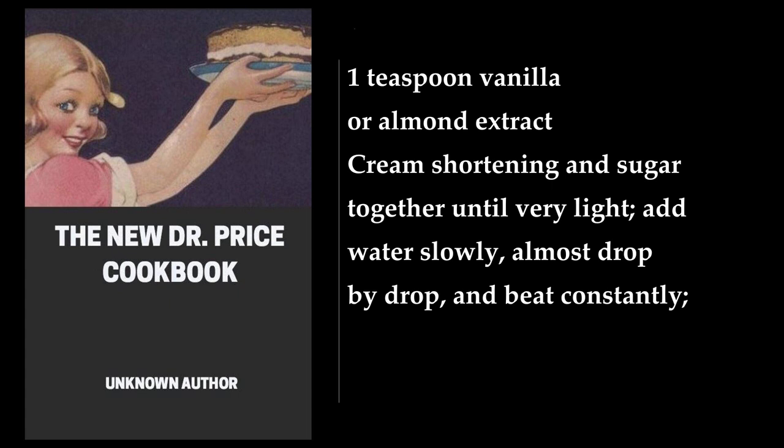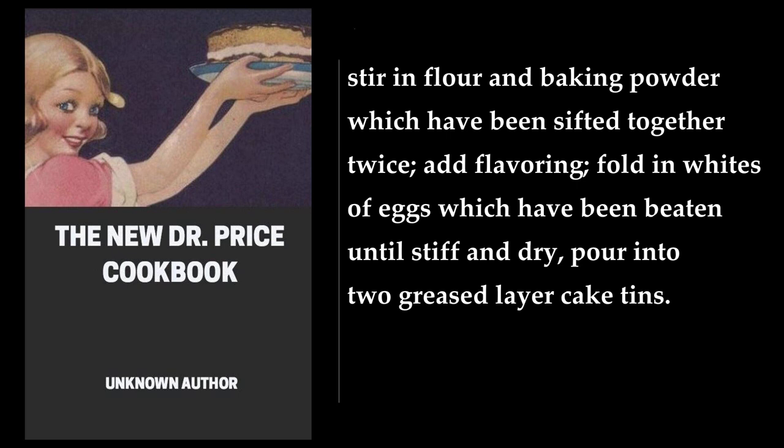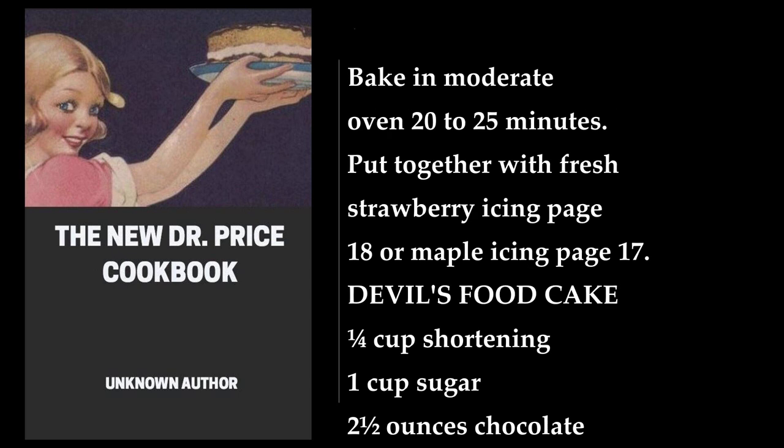Cream shortening and sugar together until very light, add water slowly, almost drop by drop, and beat constantly. Stir in flour and baking powder which have been sifted together twice, add flavoring, fold in whites of eggs which have been beaten until stiff and dry, pour into 2 greased layer cake tins. Bake in moderate oven 20 to 25 minutes. Put together with fresh strawberry icing, page 18, or maple icing, page 17.